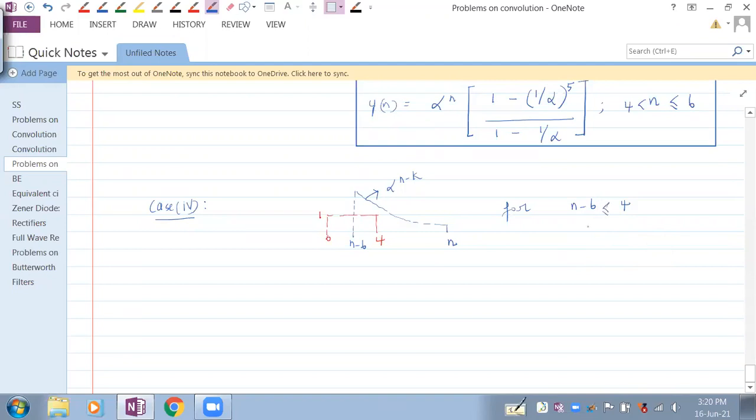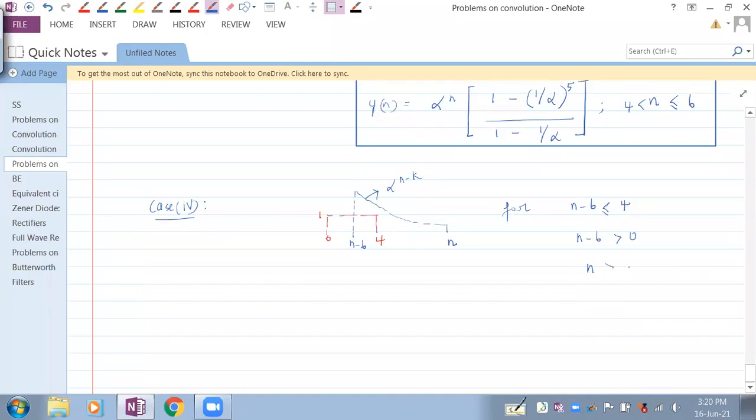Less than or equal to 4. Or we can say n minus 6 greater than 0. This n minus 6 greater than 0 also we can say, or n minus 6 greater than or equal to 4 also we can say. And what is this n doing here? This n is greater than 4.